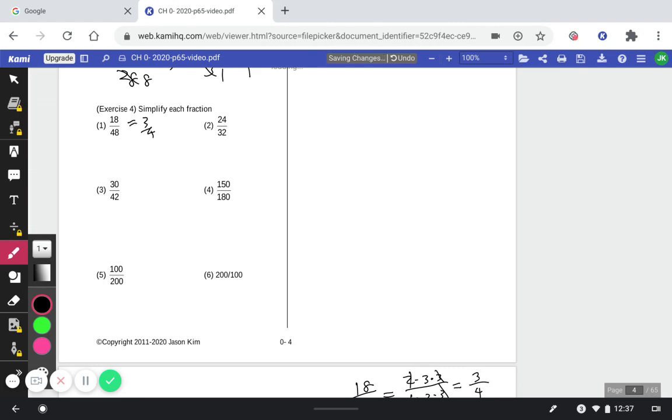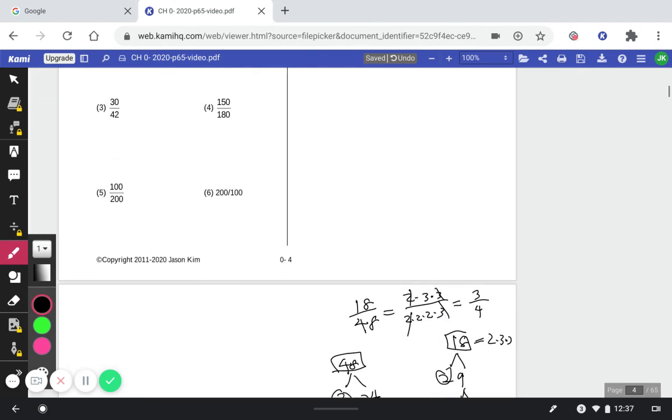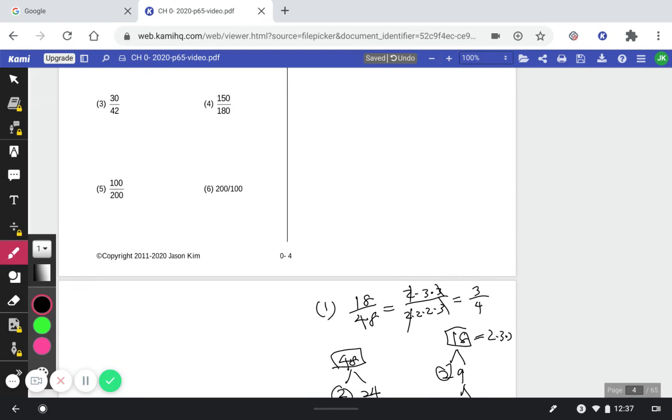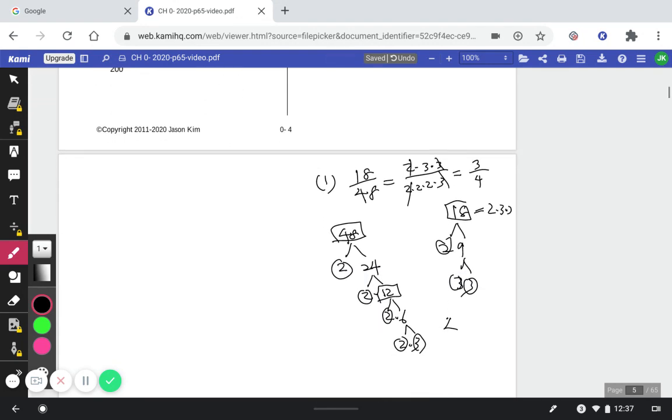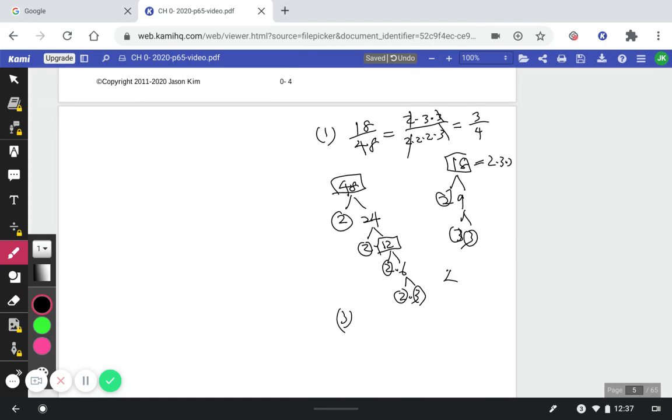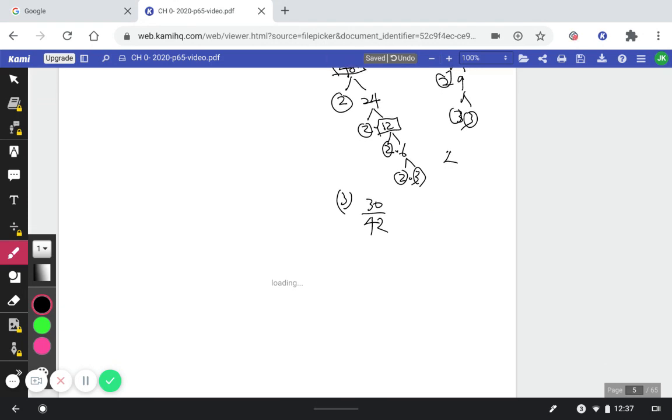Okay. Now I'm going to try number 3, 30 out of 42. When I do that, we can write 30 as a factor tree. An even number, you have 2 times 15, and 15 is 3 times 5. So this is 2 times 3 times 5.